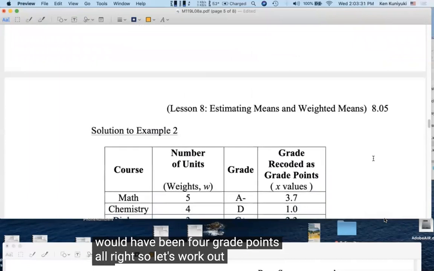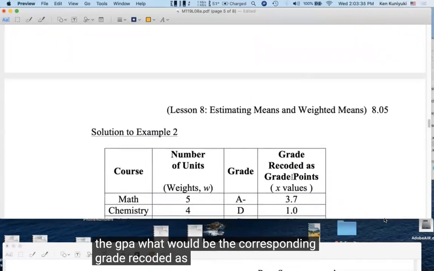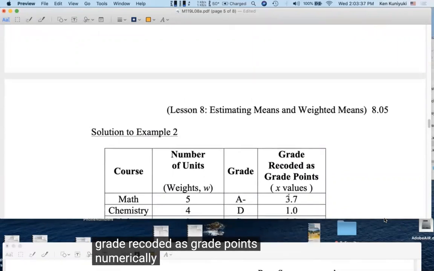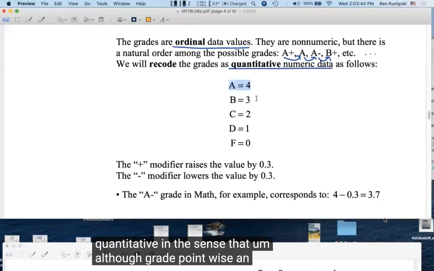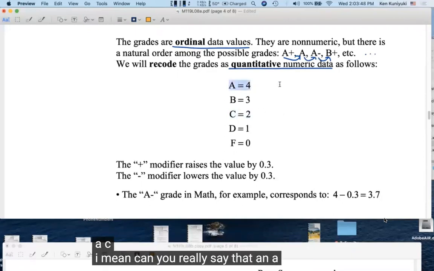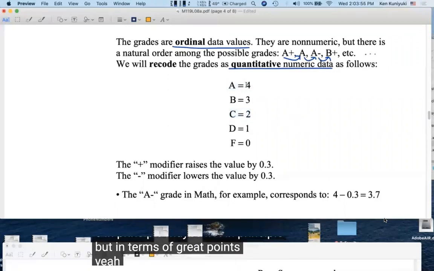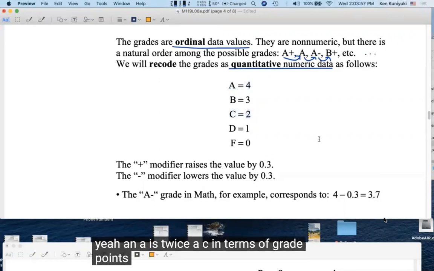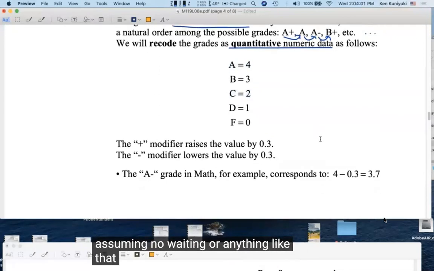So let's work out the GPA. What would be the corresponding grade recoded as grade points numerically? Although they might not be fully quantitative, in the sense that, although grade point wise, an A is twice a C. I mean, can you really say that an A is twice a C in principle? Maybe not in principle, but in terms of grade points, yeah, an A is twice a C, assuming no weighting or anything like that. All right.